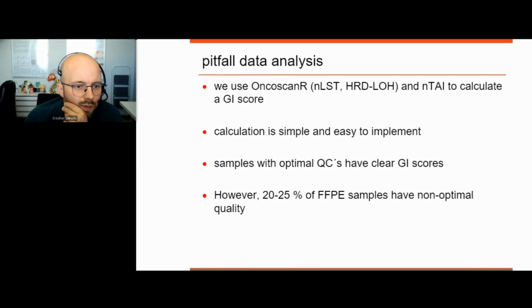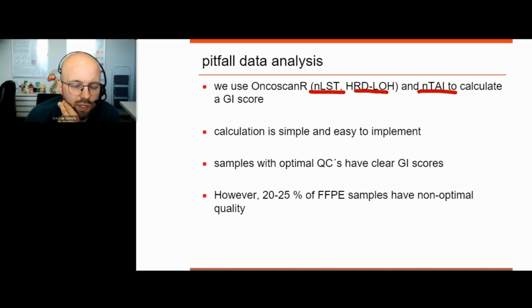So to summarize the data analysis, we use the OncoScan R tool from Yann Christinat. It works quite well. We have a slightly different calculation of our GI score. We use the normalized LST, but also use the HRD LOH and the number of telomeric allelic imbalances to calculate our GI score. But the calculation is very simple and easy to implement in your lab. And samples with an optimal QC will show clear GI scores.